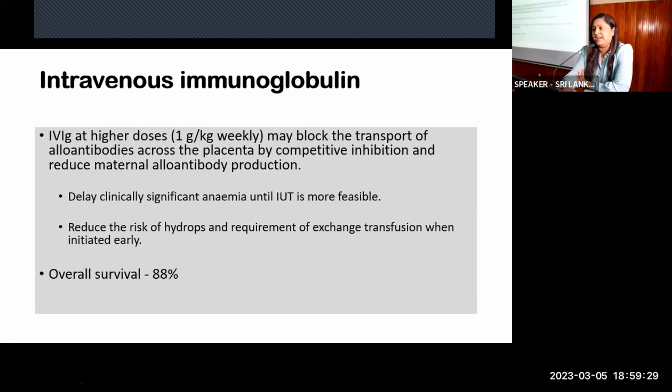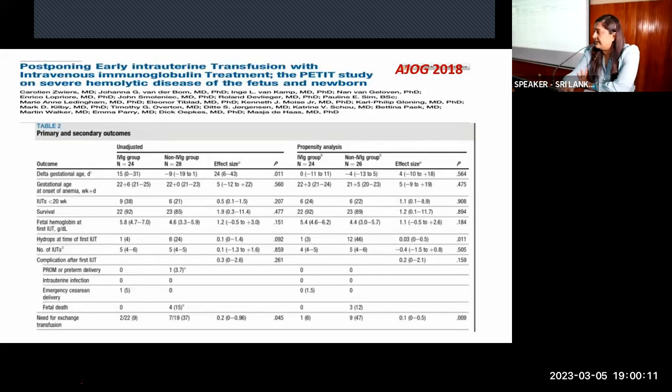I talked a little bit about other options such as medical management. So this is one, intravenous immunoglobulin. This is still in sort of a research setting. IVIG at higher doses, 1 gram per kg weekly, is suggested to block the transport of alloantibodies across the placenta by competitive inhibition and reduce maternal alloantibody production. This can then lead to delay in clinically significant anemia until intrauterine transfusion is more feasible. It may reduce the risk of hydrops and requirement for exchange transfusion when initiated early. So there's a study looking at this, published in the American Journal of Obstetrics and Gynecology in 2018.